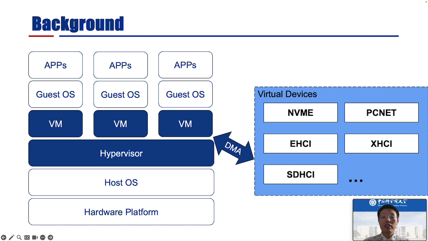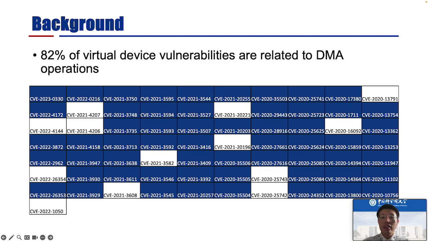The virtual devices interact with guest memory mainly with DMA operations. With DMA, it could access memory quickly without CPU intervention. We gathered a comprehensive dataset of 71 CVEs associated with QEMU virtual devices since 2020, and 58 of them are related to DMA operations. That is 82% of them, which is the majority.